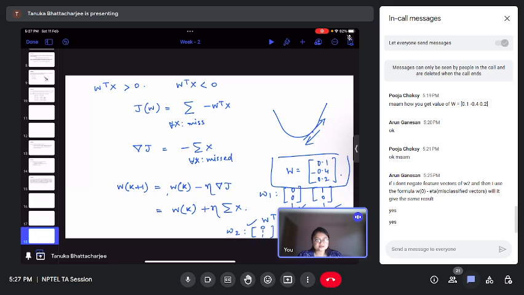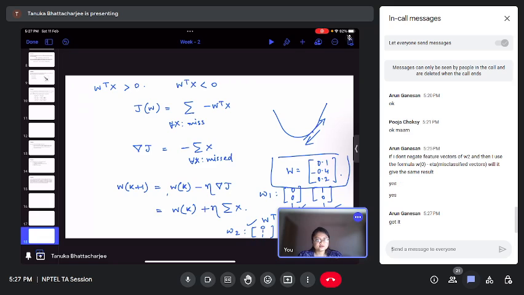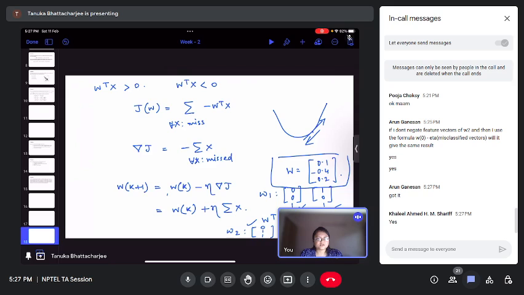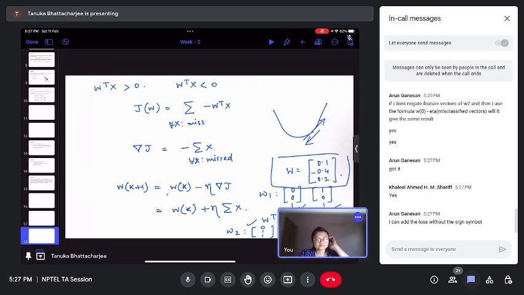Am I making sense in what I am saying, Arun? Yeah, okay. So for one of the 2 classes you will have to negate. You can add the loss without the sign symbol. Yeah, that is the same as negating, right? When you are just not putting the minus on w transpose x whenever it is negative, you are actually multiplying it with the sign.